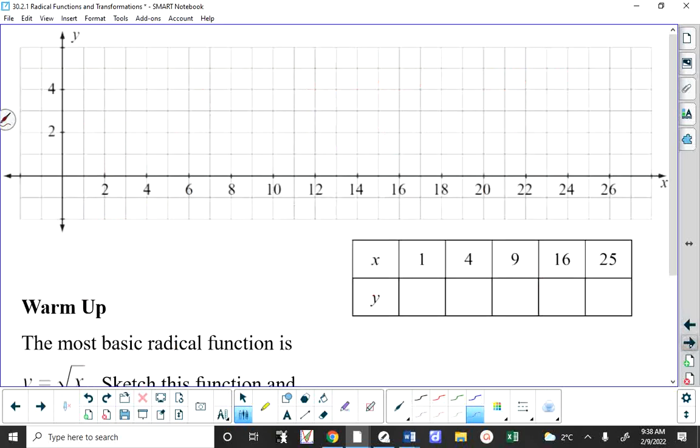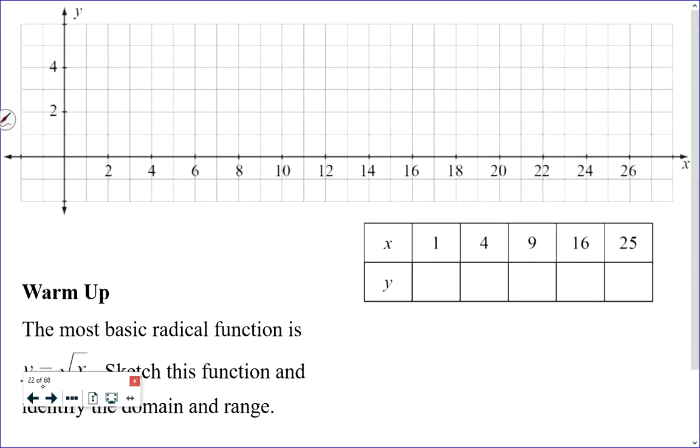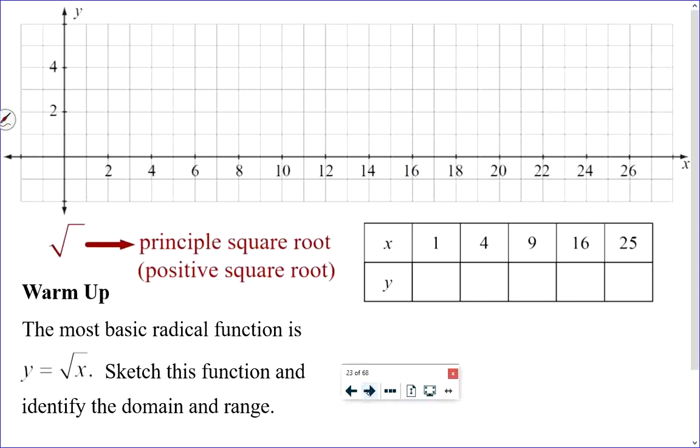Well, the most basic radical function, the one that would contain x as part of the radicand and be as simple as possible, I hope you would agree, would be y equals root x. I don't know how much simpler you can get and still have x as part of the radical. I want to make a note here, everybody, that this symbol written on its own means what we call the principal square root. And it means the positive square root.